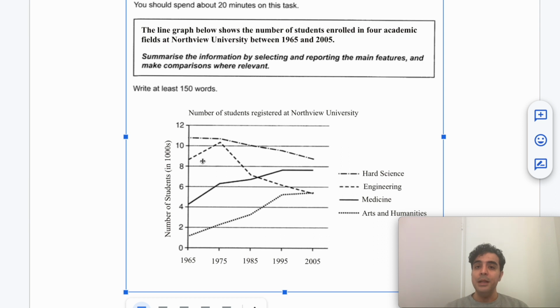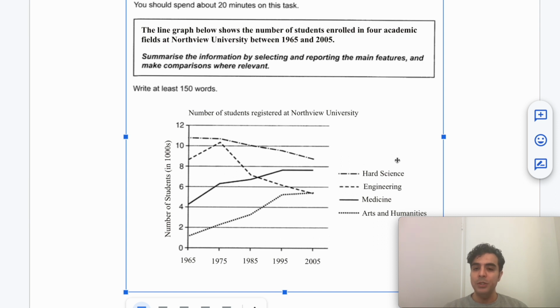Now, the actual data is shown through these lines that you can see, parallel to the horizontal axis, which is basically showing how each variable is changing over time. So for example, we have 4 lines, and so we have 4 variables here.